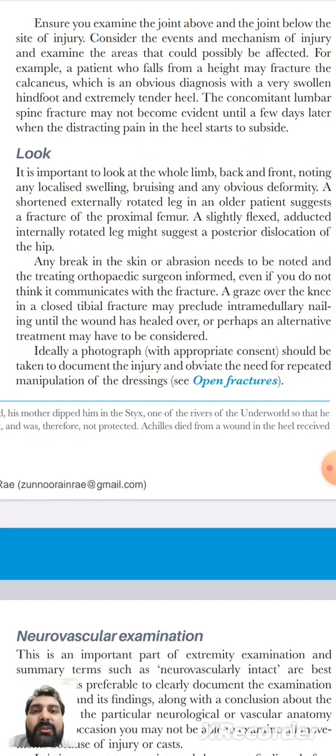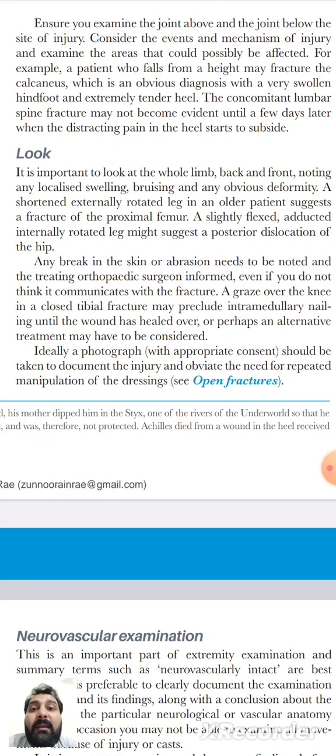Ensure you examine the joint above and the joint below the site of injury. The rule of two is very important in orthopedics: the joint above and joint below the injury. Consider the events and mechanism of injury and examine the areas that could possibly be affected. For example, a patient who falls from a height may fracture the calcaneus, which is an obvious diagnosis with a very swollen hindfoot and extremely tender heel. The concomitant lumbar spine fracture may not become evident until a few days later, when the distracting pain in the heel starts to subside.